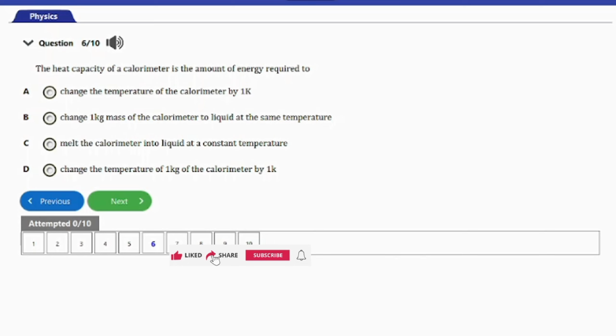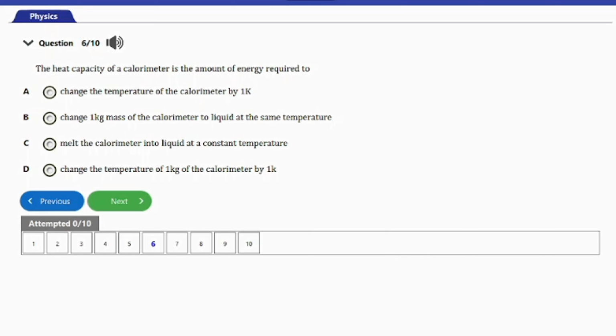So question number 6 here says, the heat capacity of a calorimeter is the amount of energy required to A, change the temperature of the calorimeter by 1 K, B, change 1 kg mass of the calorimeter to liquid at the same temperature, C, melt the calorimeter into liquid at a constant temperature, D, change the temperature of 1 kg of the calorimeter by 1 K.